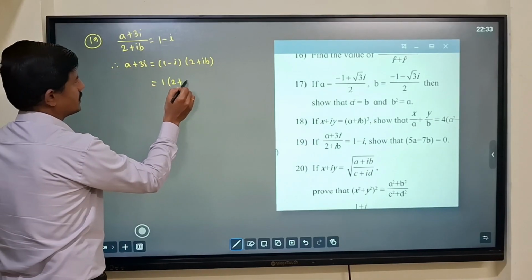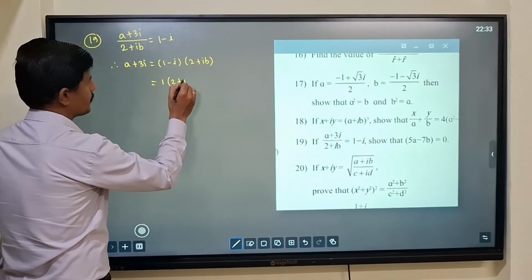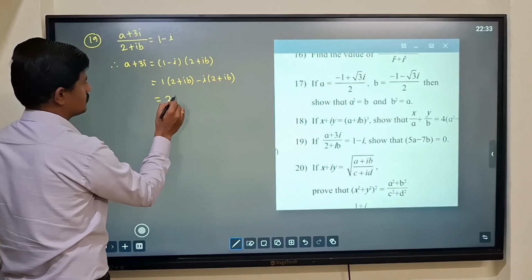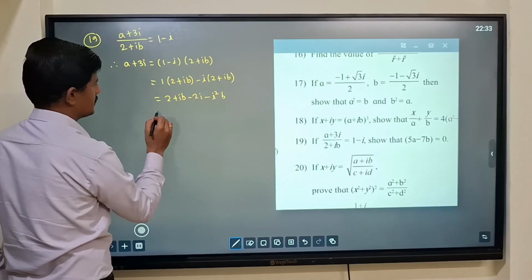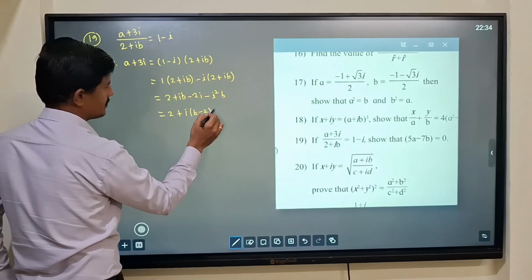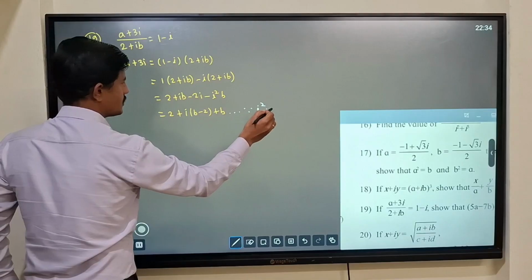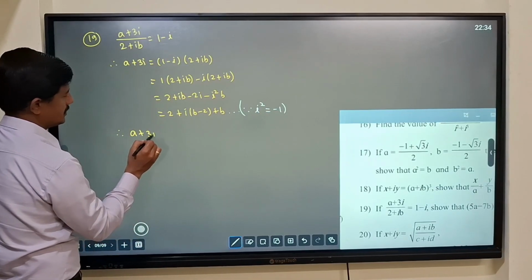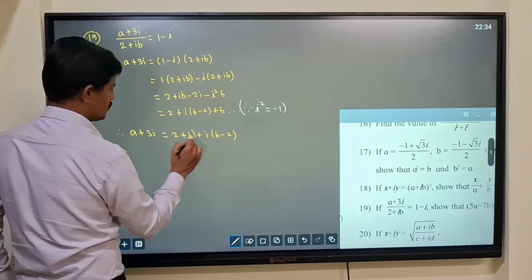Multiply 1 with 2 plus ib, minus i into 2 plus ib. So this becomes 2 plus ib minus 2i minus i square b. So 2 plus i common, b minus 2. i square is minus 1, minus minus becomes plus. Here i square is equal to minus 1. So therefore a plus 3i is equal to 2 plus b plus i into b minus 2.